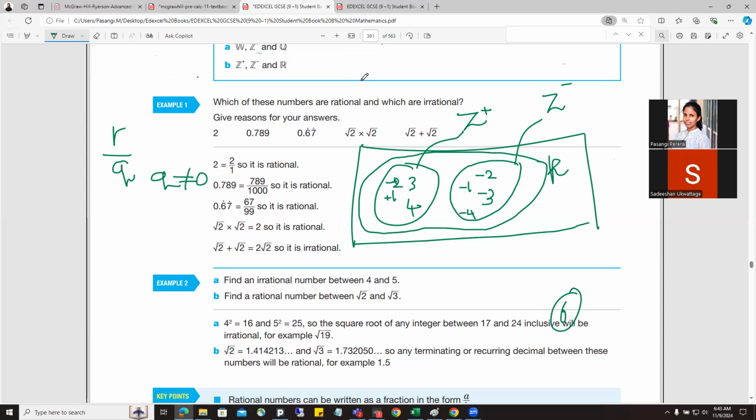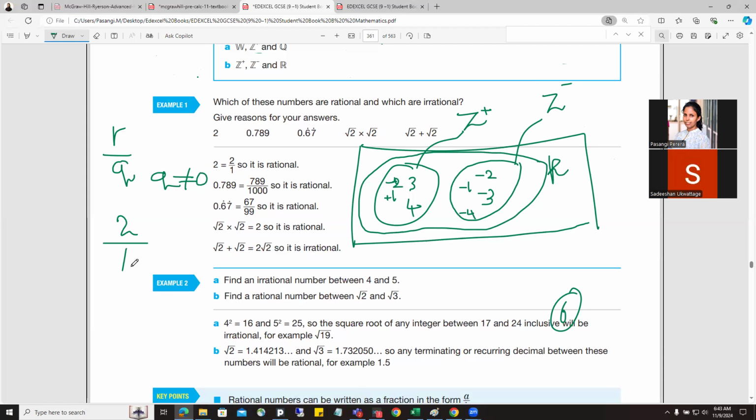The first one is what? The first one is a rational number. The reason is because it is only one number. It is 2 over 1, right? Yes, 2 divided by 1. Then we can write it as a fraction. Because of that, it's a rational number. Second one.